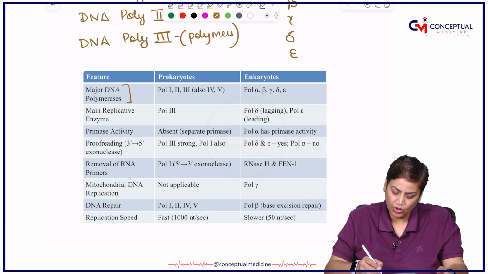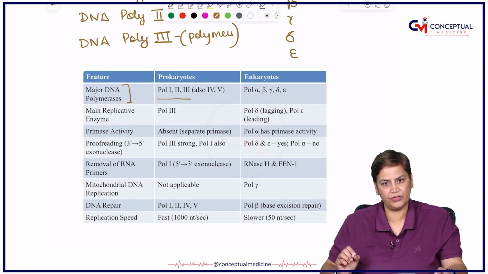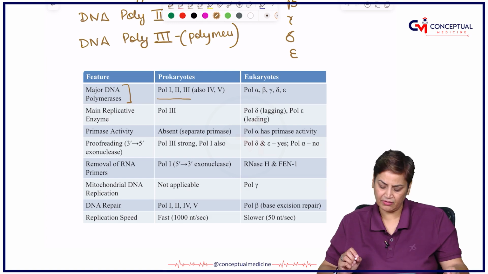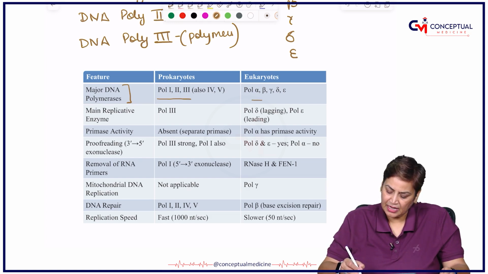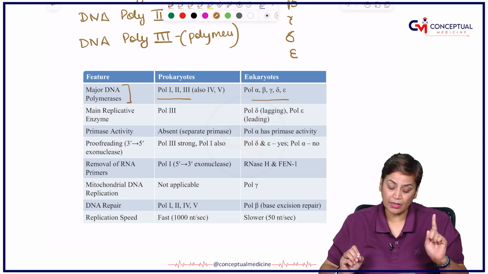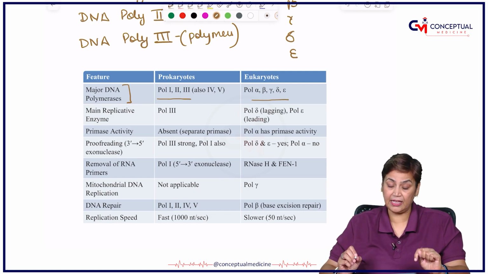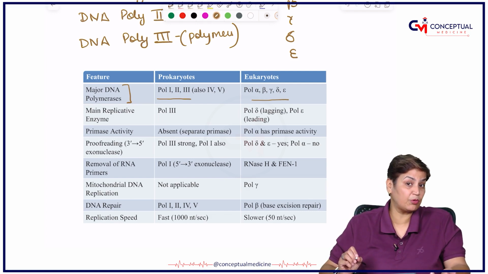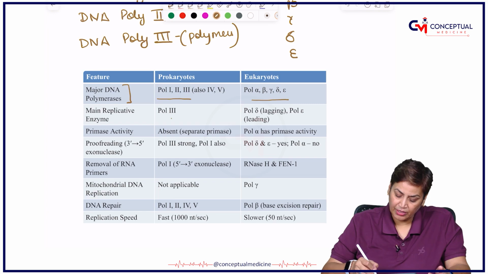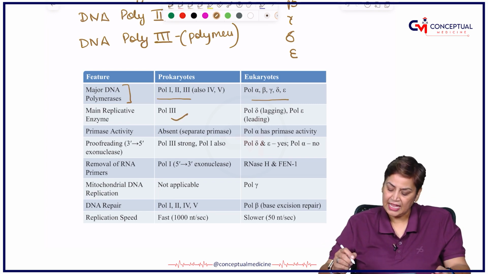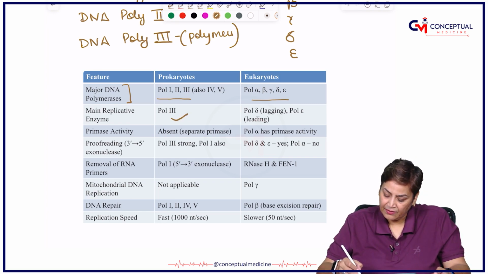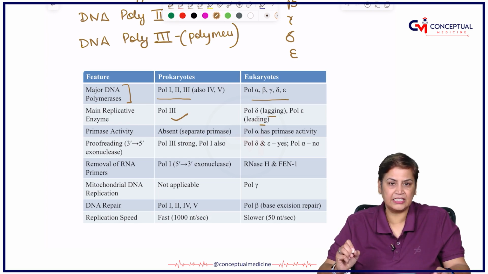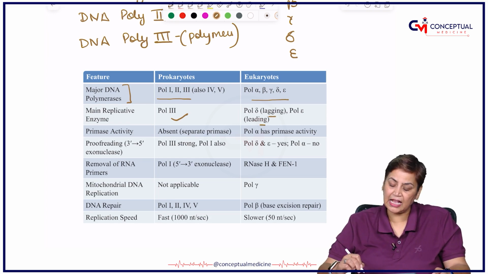Prokaryotes, just now I told you, mainly it is poly 1, 2 and 3. Now 2 more have been discovered. And here it is alpha, beta, gamma, delta, epsilon. Now the main replicating enzyme, or which has maximum processivity, it is polymerase 3, as you can see here, and here it is for lagging and leading strand. For this also we can say gamma.